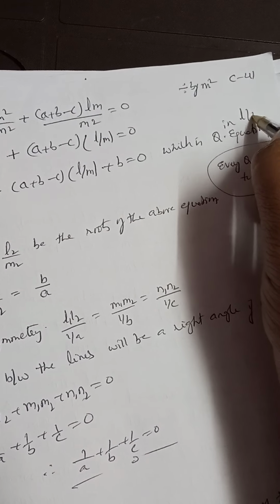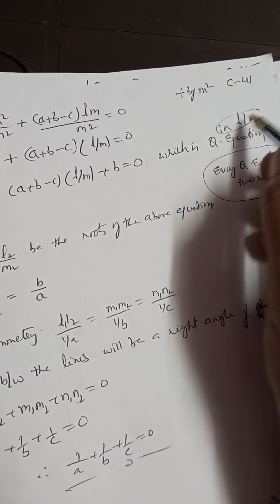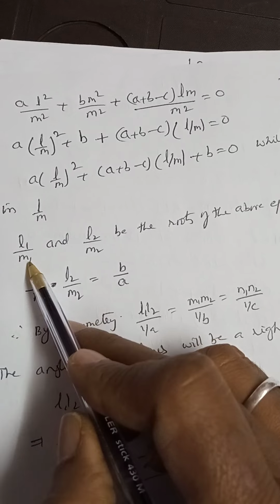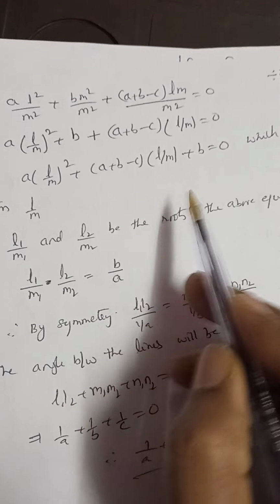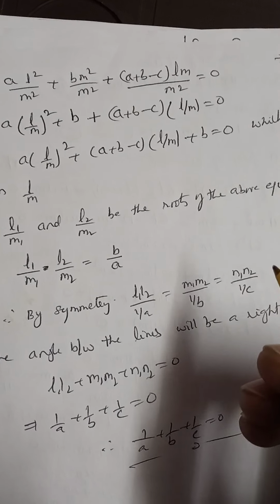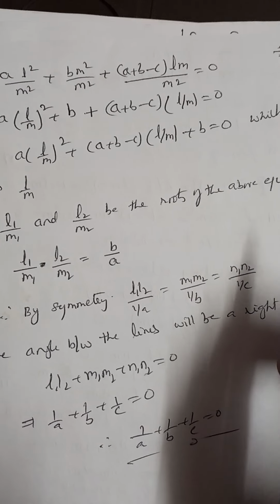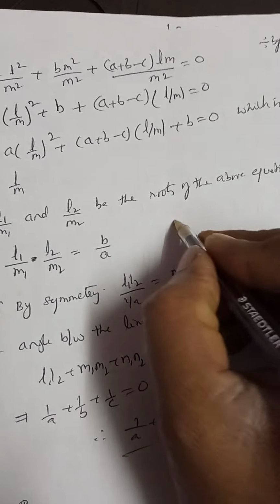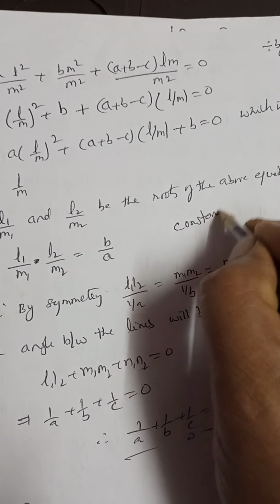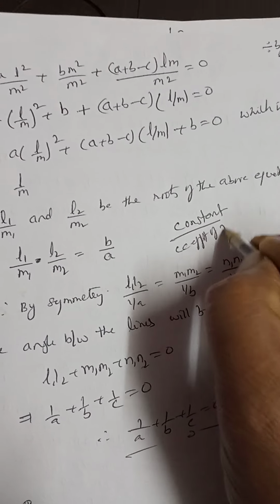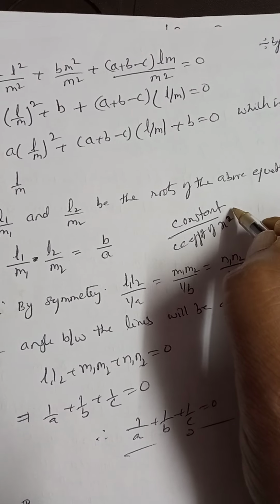In l by m, every quadratic equation has at most two roots. Let the roots be l1 by m1, l2 by m2, right? Now we know the product of roots is equal to constant by coefficient of x square. This is the general formula.